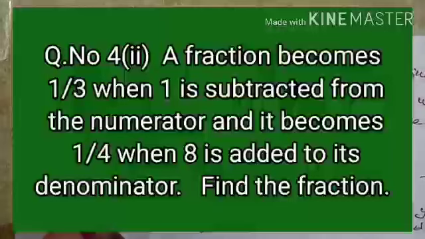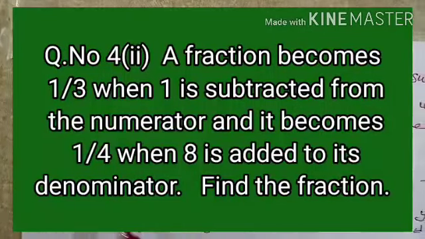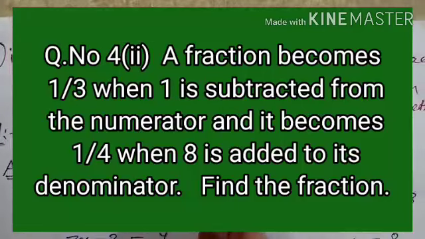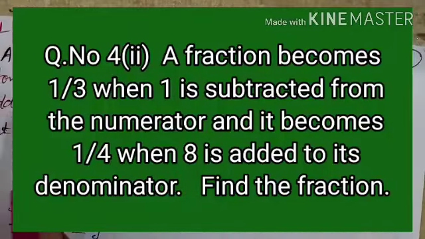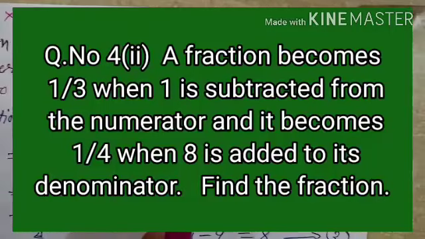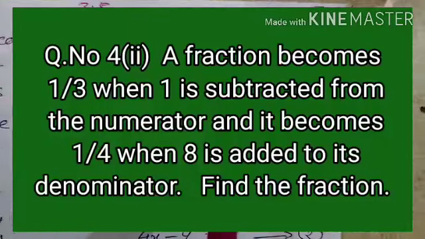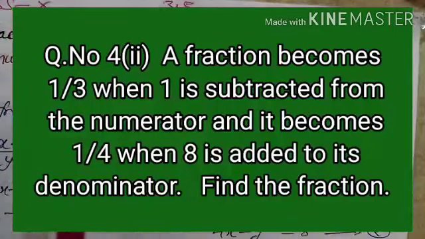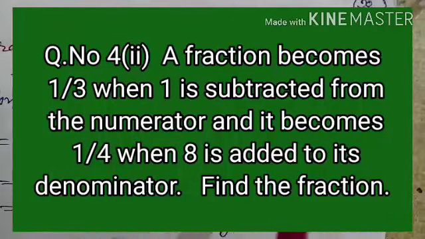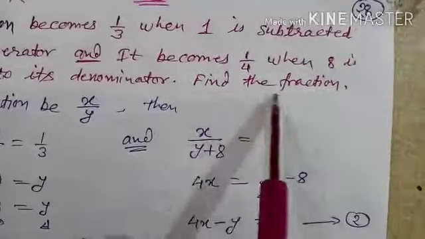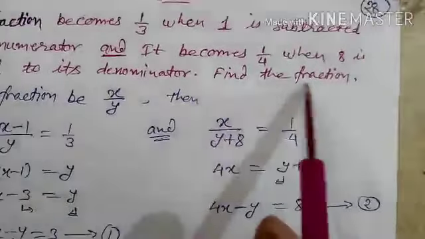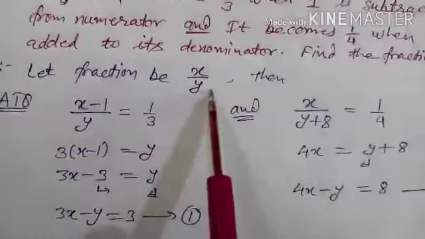Now question number 4, second part. A fraction becomes 1 by 3 when 1 is subtracted from the numerator, and it becomes 1 by 4 when 8 is added to its denominator. Find the fraction. So we will start from here. Our question is to find the fraction. So let the fraction be X upon Y.